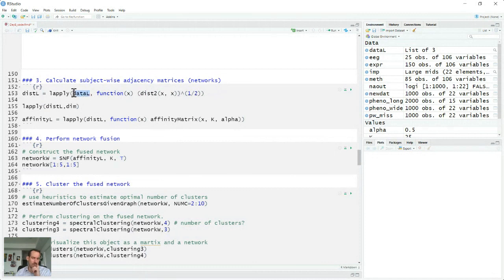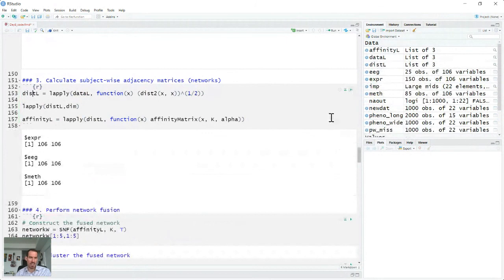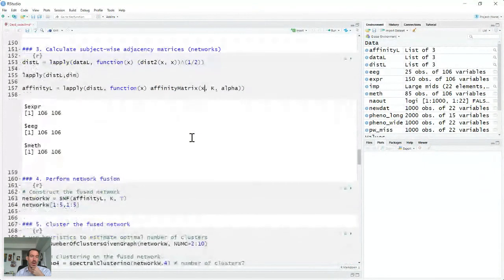So we're looping through the data list. Remember, the data list is just a list object that has now our 3 aligned transposed data types, and generating these subject-wise adjacency matrices, which are just networks of subjects, again, within each data set. So we are applying these, getting a distance matrix, and then we're getting the affinity matrix. So you could think of them as kind of inverse. Sometimes they are inverse. In this case, there are some details of how this affinity matrix is calculated that are specific to SNF. But you can just think of it in some cases as kind of the inverse, almost like 1 minus distance, depending on your metric.